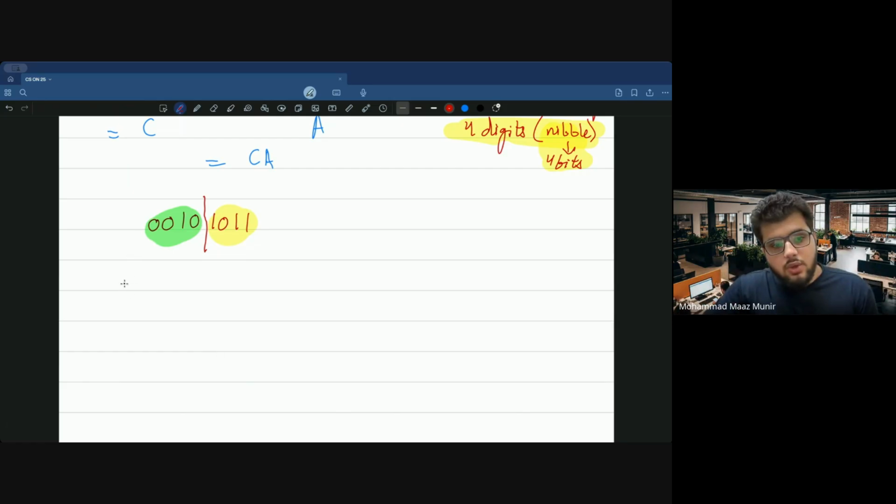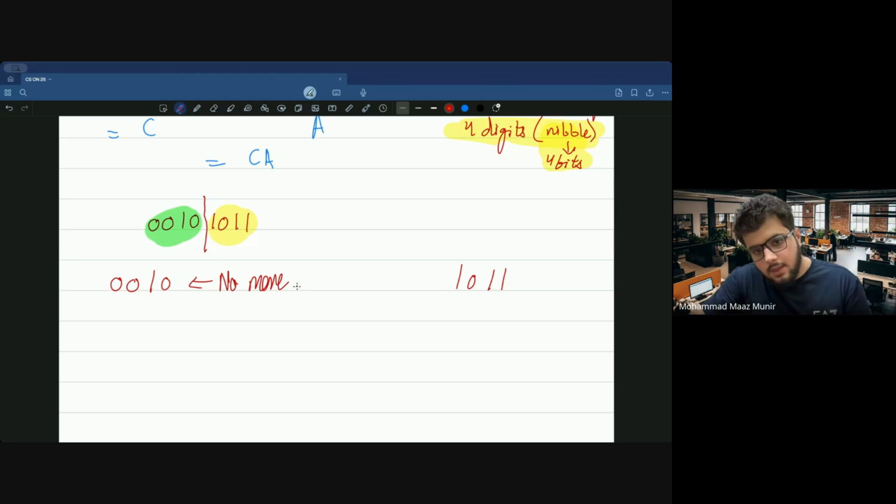The first one is going to be 0010. This is a separate group, and then we have 1011. Now whatever connection they had, break the connection. There is no more connection. You don't have any connection between the two values anymore. It's 0010 and 1011. Both of them are separate.